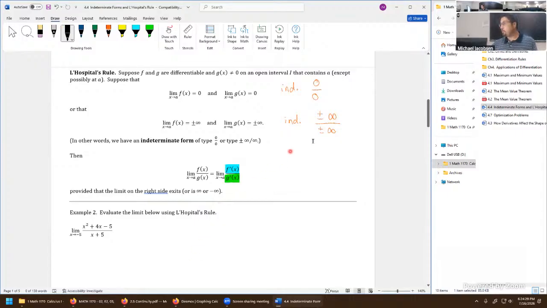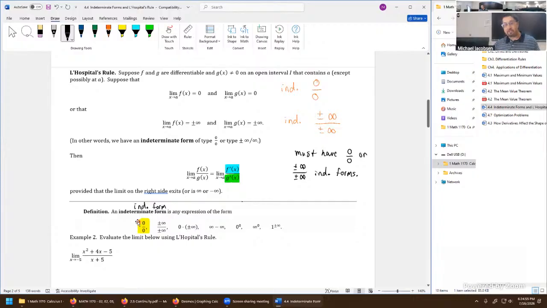One thing to keep in mind is that in L'Hopital's rule, you must have 0 over 0 or plus or negative infinity over plus or negative infinity indeterminate forms. These are the only ones that work, which is kind of unfortunate because recall, let's put it down here just for reference, there's a whole bunch of indeterminate forms. So what do we do if one of the other ones shows up on this list? We have to do something to the function algebraically so that it becomes a 0 over 0 or an infinity over infinity. Then we can use L'Hopital's rule.